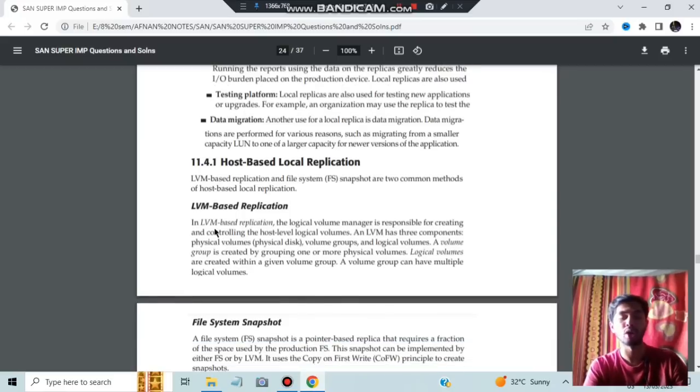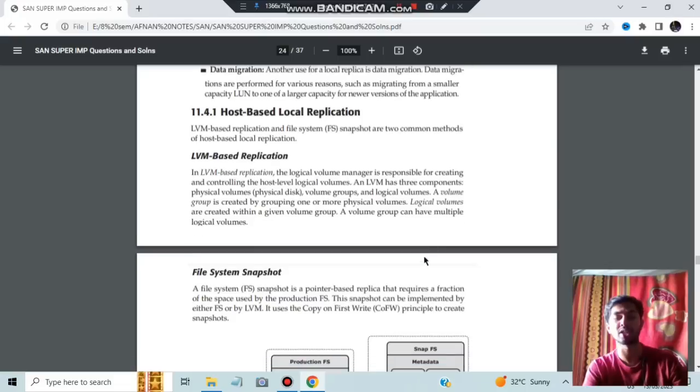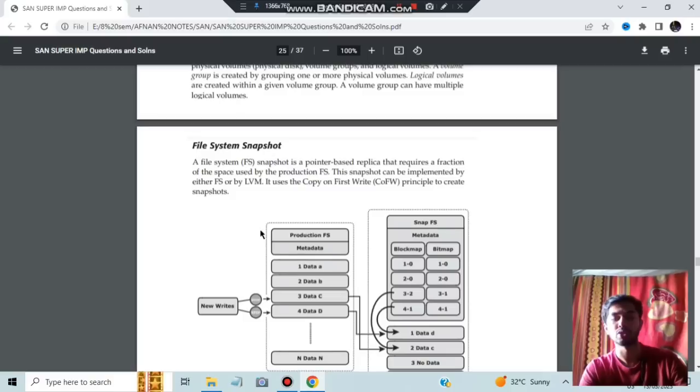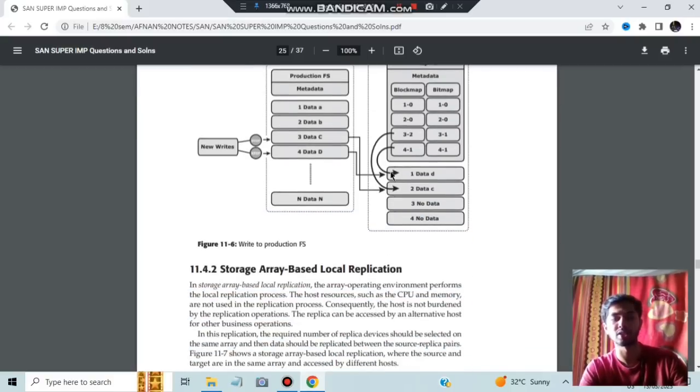LVM is the logical volume manager. It uses logical volumes to store the data. It also uses logical blocks. In file system snapshot, we use a pointer based replica, in which the data at the point of time when you take the snapshot will be stored somewhere. So this is the diagram, and you have to draw this diagram.